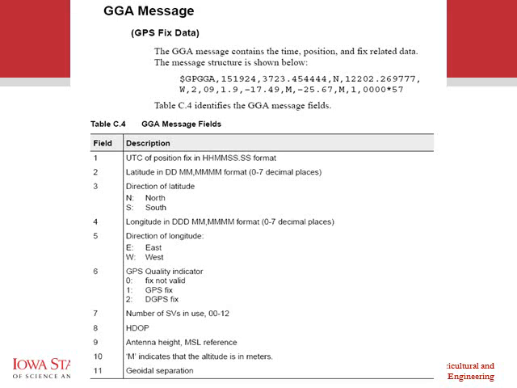The table below shows what each field consists of. Field 1, which is 15, 19, 24, is the UTC time, or the universal time, of the position fix in hours, minutes, seconds. So this will be 15 hours, 19 minutes, 24 seconds. The next piece of information, 3723.45444, is the latitude position of the fix. We'll look at each of these values in a little bit more detail now.